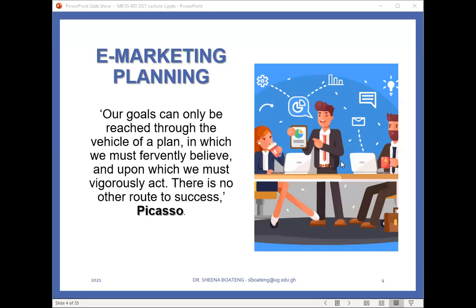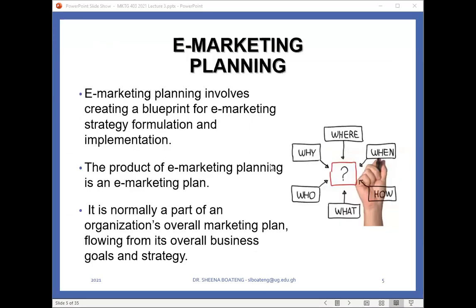Now, this quote summarizes, in general, the need for e-marketing planning as a subset of marketing planning and its importance in terms of being able to help us to achieve marketing success, which will ultimately contribute to overall organizational success. So with that, what is an e-marketing plan?